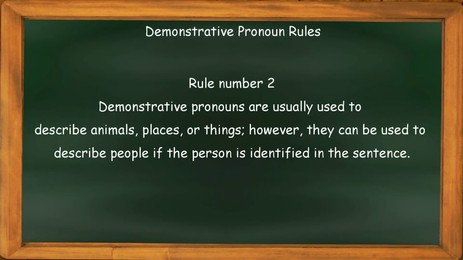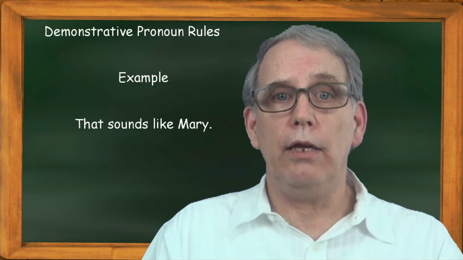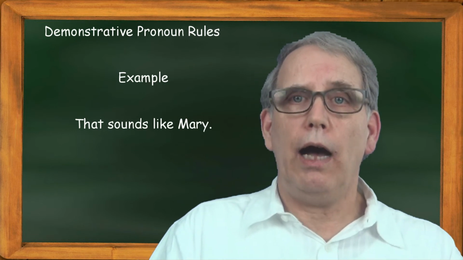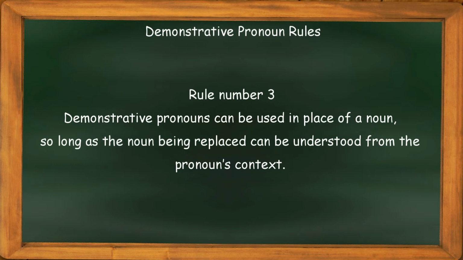Rule number 2, demonstrative pronouns are usually used to describe animals, places, or things. However, they can be used to describe people if the person is identified in the sentence. Example, that sounds like Mary. So that identifies Mary.